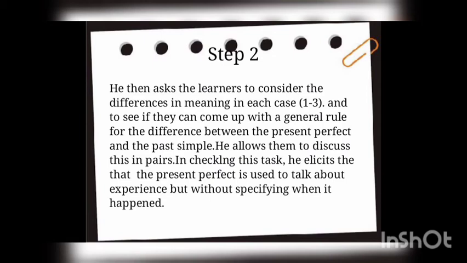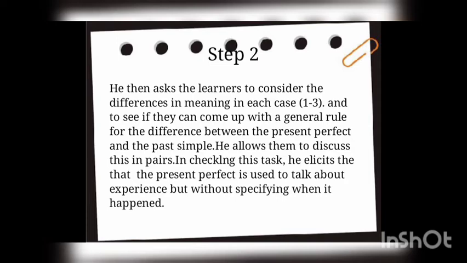Next is step 2. He then asks the learners to consider the differences in meaning in each case from 1 to 3, and to see if they can come up with a general rule for the difference between the present perfect and the past simple. He allows them to discuss this in pairs.